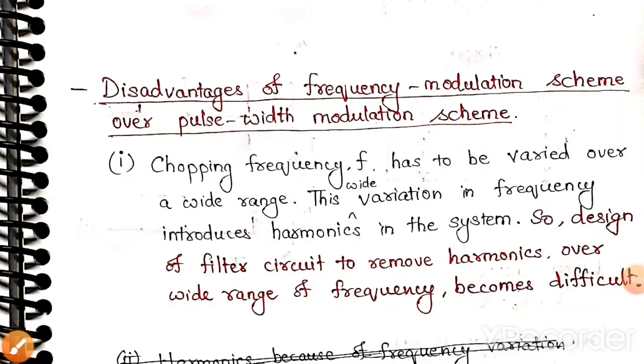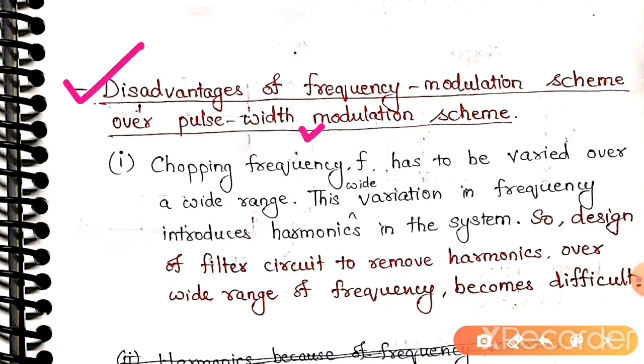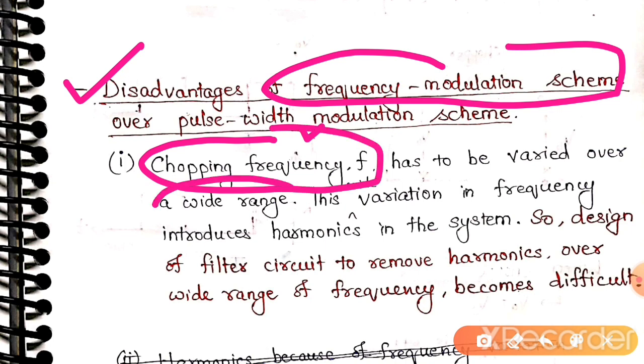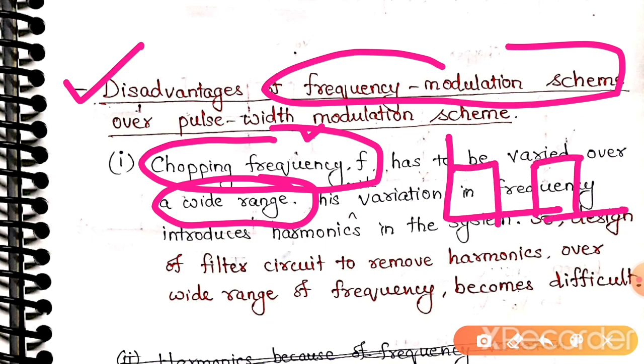Now let's compare the frequency modulation scheme with the pulse width modulation scheme. The frequency modulation scheme has certain disadvantages as compared to the pulse width modulation scheme. First is that in the frequency modulation scheme, the chopping frequency range is very wide. So the output is not pure DC. We know that it is chopped DC, so it will have harmonics. And we need to remove these harmonics from the output voltage profile.